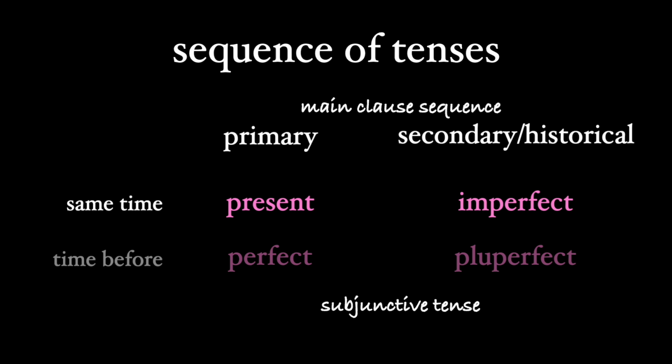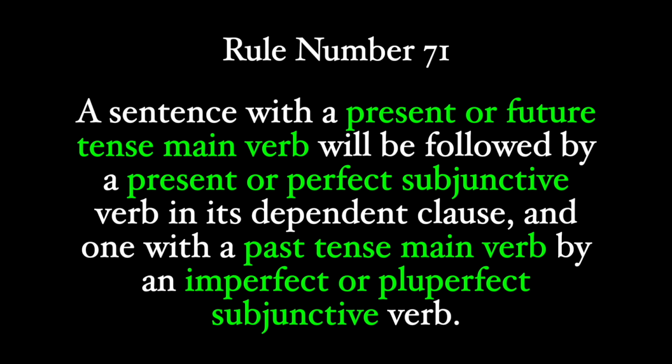In short, the present and imperfect subjunctive tenses show same-time incomplete action, while perfect and pluperfect subjunctive tenses show past time or completed action. And when the main verb is in the present or future tenses, we choose either the present or perfect subjunctive, and when the main verb is in the past tense, we choose either the imperfect or pluperfect subjunctive. I encourage you to just go with it and embrace the idea behind rule number 71.